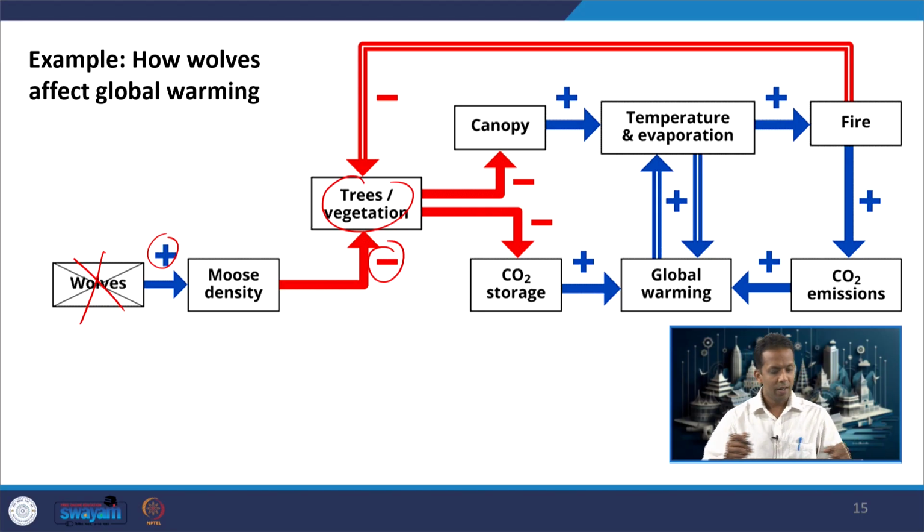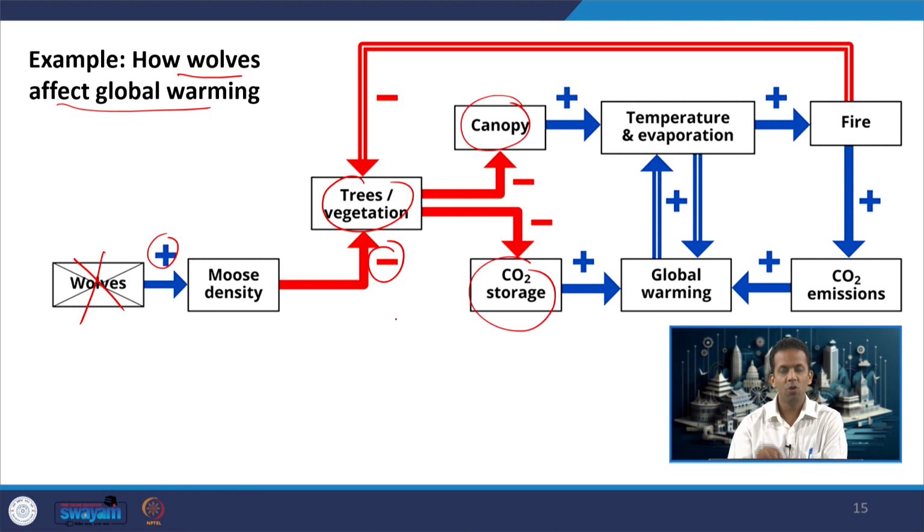Now, since our problem was how wolves affect global warming, we are moving in that direction. If the number of trees and vegetation drops, the canopy and the CO2 storage both will go down, as shown by the negative sign. Obviously, if the trees are cut or fallen or consumed by the moose, the green cover in the forest will go down, and that will lead to an increase in temperature and more evaporation of water from ponds and water bodies. So, temperature and evaporation increased.